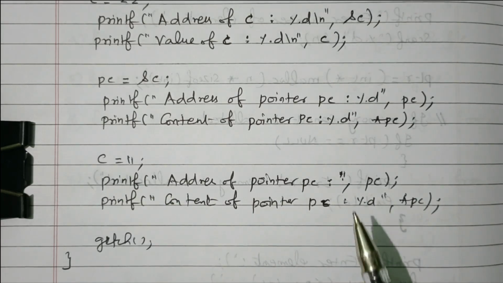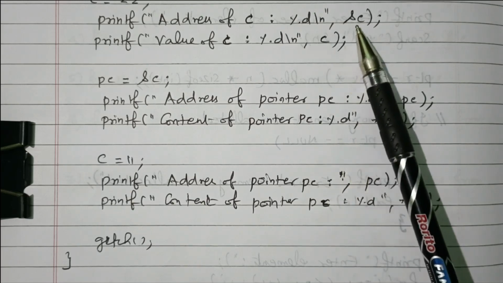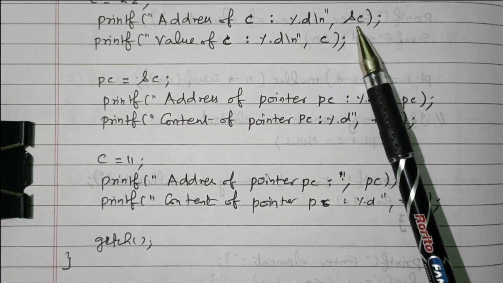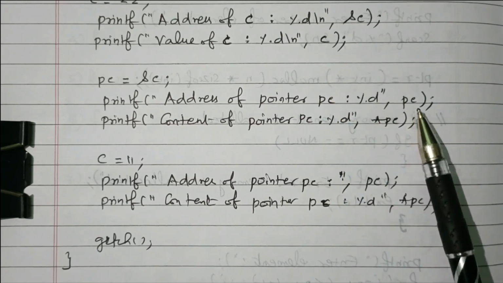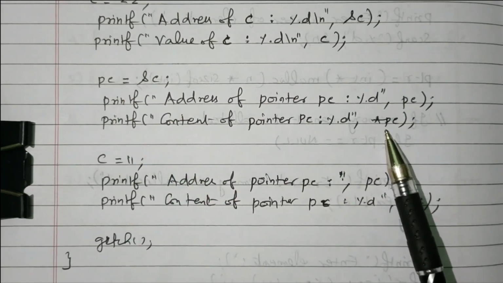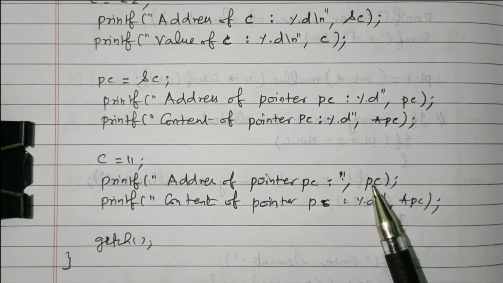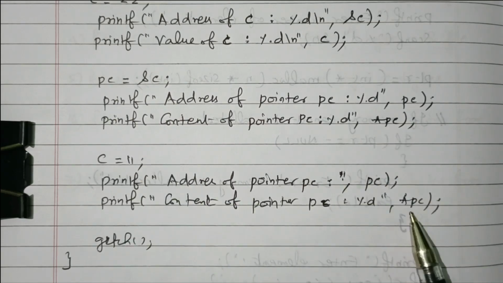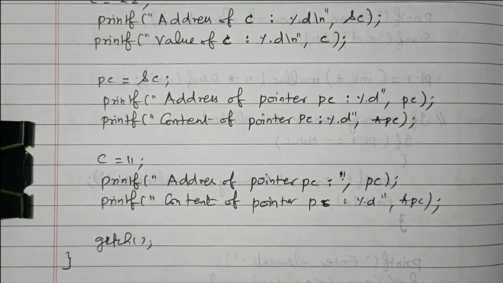So there are three different methods we processed. &c will give the address, c will give the value, pc will give the address because we store the address here. Star pc will give the value. pc will give the address. Star pc means this value, because now 22 is overwritten by 11. After getch, we can close the program.